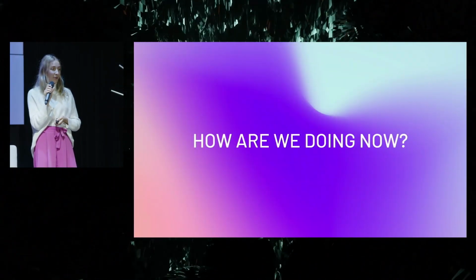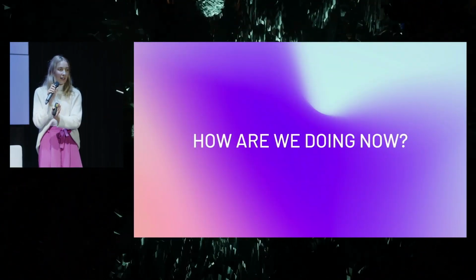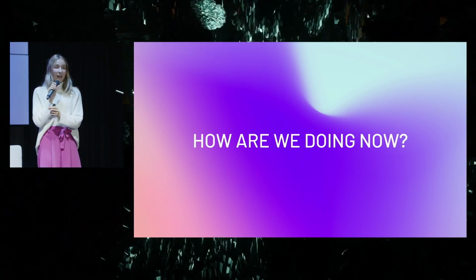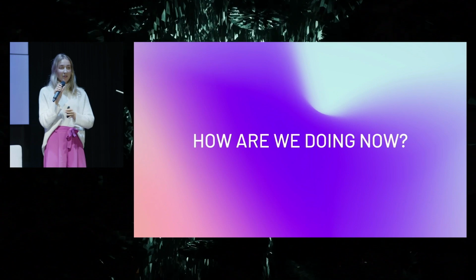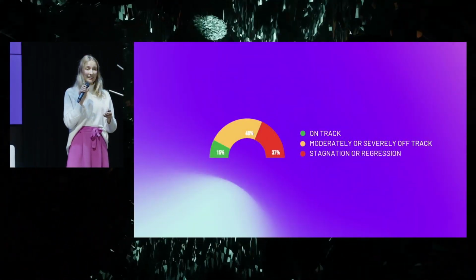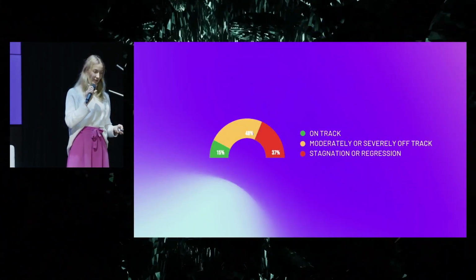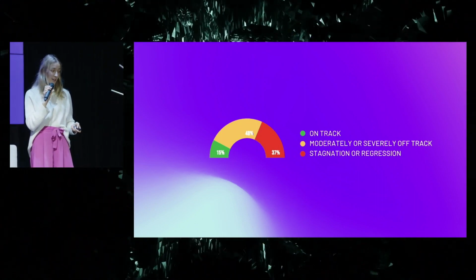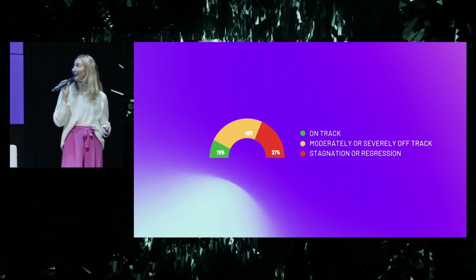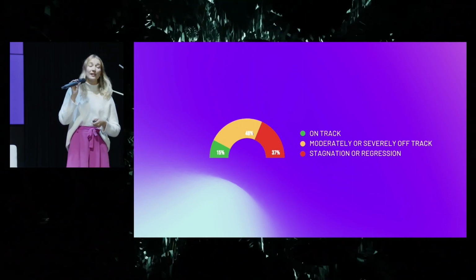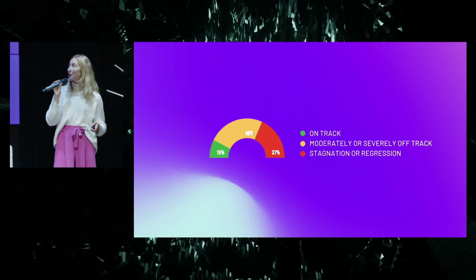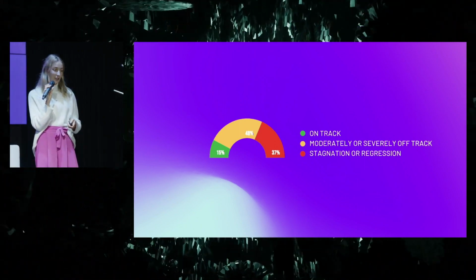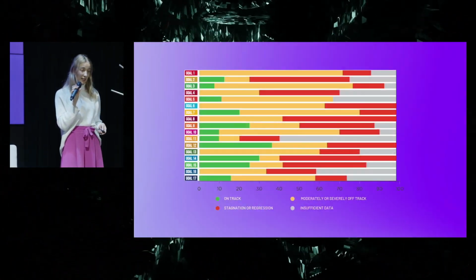As of 2023, we are now in the middle of achieving all of these 17 Sustainable Development Goals. We should be at 50%, but unfortunately, the reality is not as bright. Only 15% of the targets are on track, with 48% being moderately or severely off track, and then 37% being in stagnation or regression. So unfortunately, we are not meeting the targets just yet.